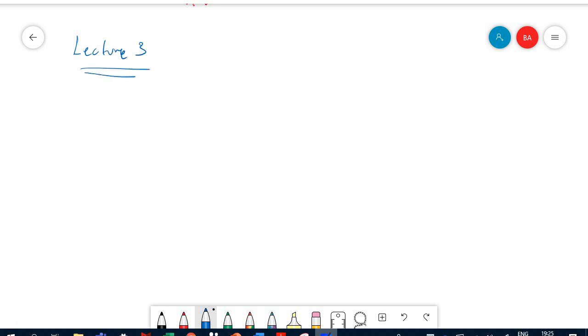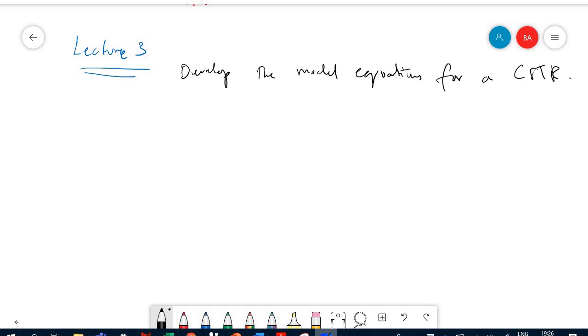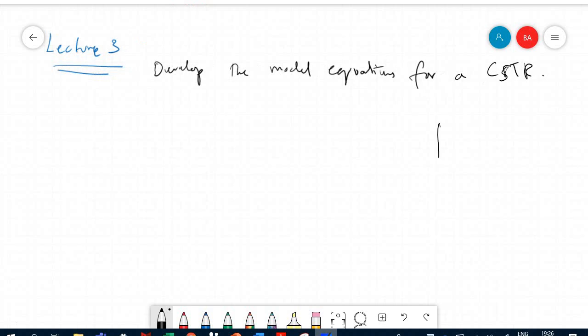And in our third lecture for today, we will try to develop the model equations. So we are trying to develop the model equation for a CSTR reactor. So what is a CSTR? A CSTR reactor is a continuous stirred tank reactor.